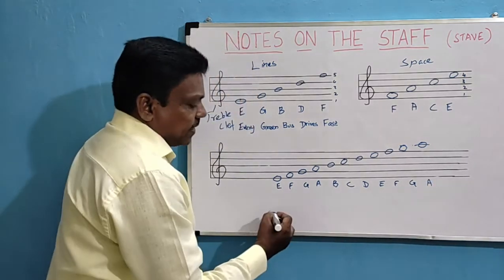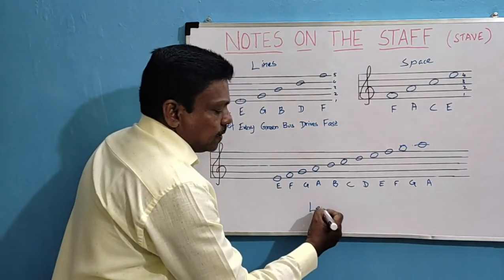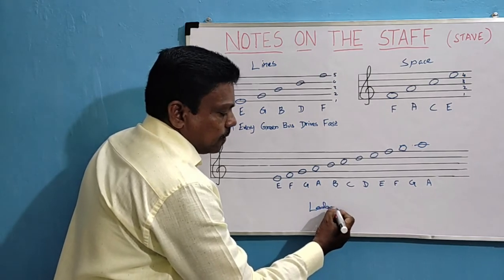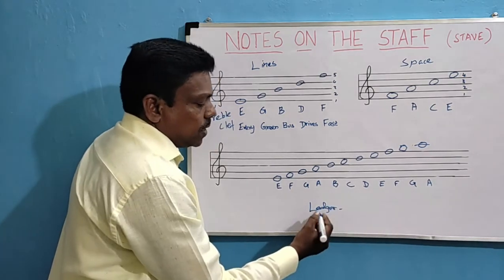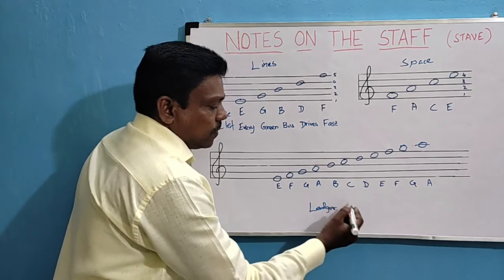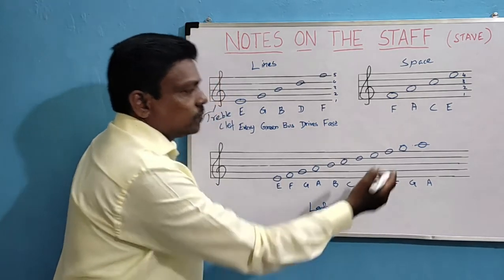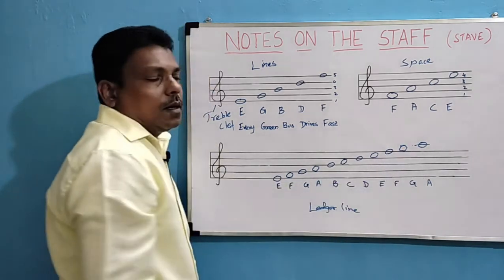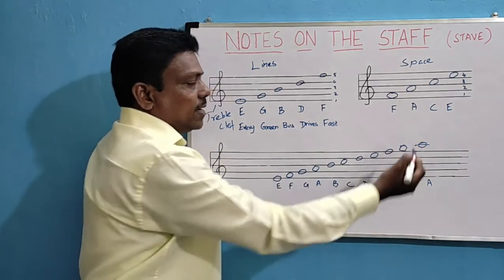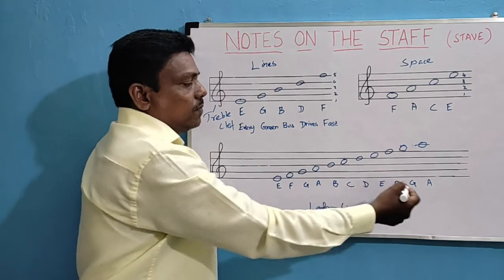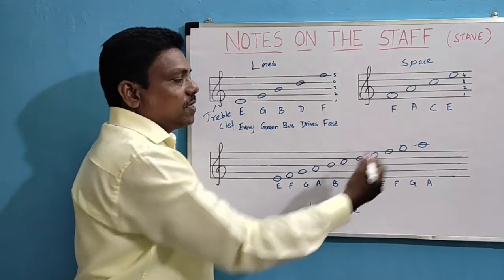Legger line or ledger line, you can call it either way. The spelling is ledger line, but you can pronounce it as legger line also. Okay, A is on the line now, the first ledger line. Instead of just calling it a line, you can call it clearly the first ledger line.